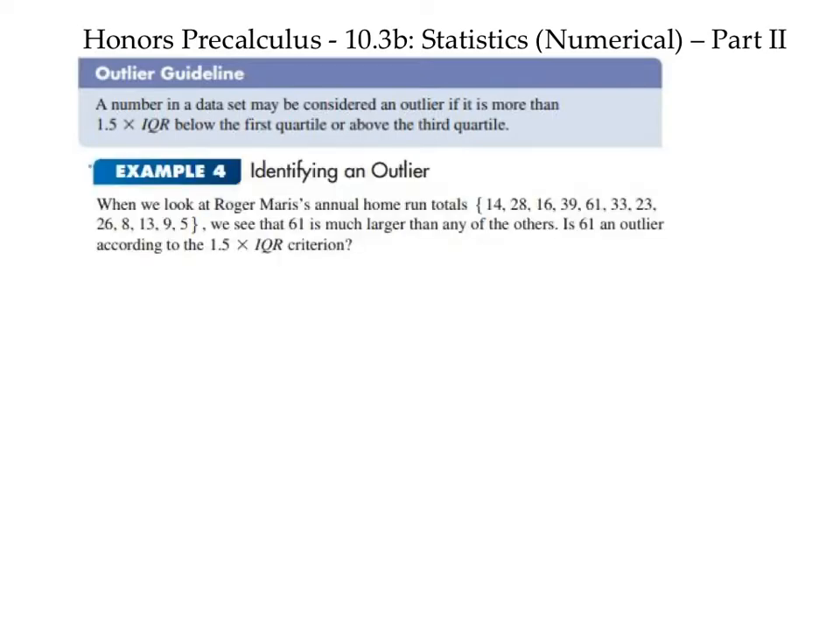So we'll take a look at Roger Maris's annual home run totals, and we'll figure out the 5 basic numbers: the minimum, maximum, the median, the first quartile, and the third quartile. We'll calculate the interquartile range, and we'll decide whether 61 is an outlier. First we need to write the numbers in order. When we put the numbers in order like this, the 61 certainly does look like it's a bit of an outlier. So let's calculate the various things that we need to calculate.